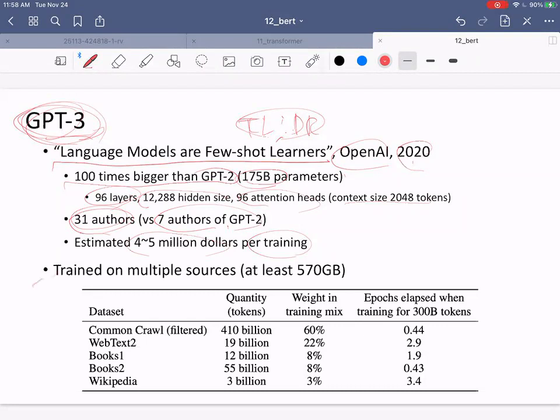Anyway, GPT-3 is trained on multiple sources, at least 570 gigabytes of text, and it consists of 60% Common Crawl, 22% WebText, 8% Books corpus, and 3% Wikipedia.